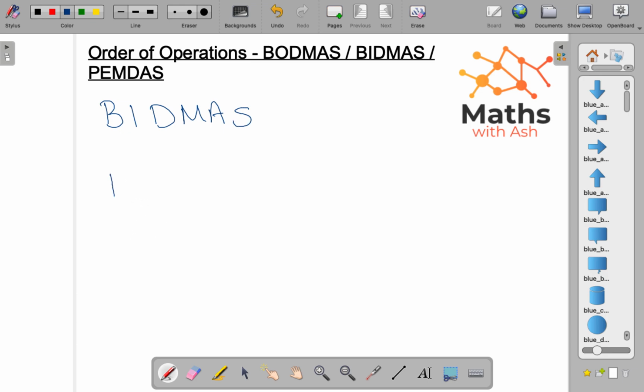Okay, so let's say we have 12 plus 4 times 2 take away 3 squared. So first step, look for brackets. Are there any brackets anywhere? No, there's no brackets. Second one is indices. Are there any indices? Yes, there's an index here, so we'll do that one first. So I'm going to write it out again. So 12 plus 4 times 2 minus 9.